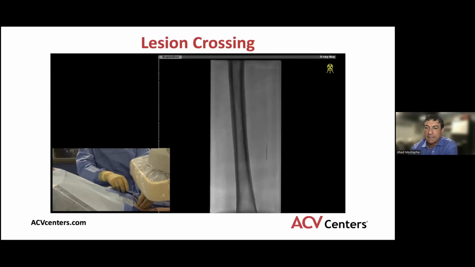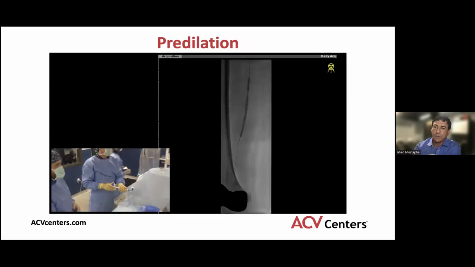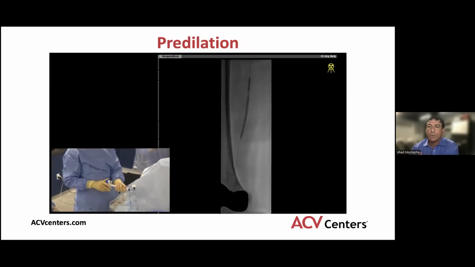So for lesion crossing in cases like this, you always start with a wire that you're comfortable with. There are so many different wires that you can choose. You can start with a low gram tip wire with high torqueability, and then you can escalate as you need to. In this case, we crossed with a low gram tip wire.